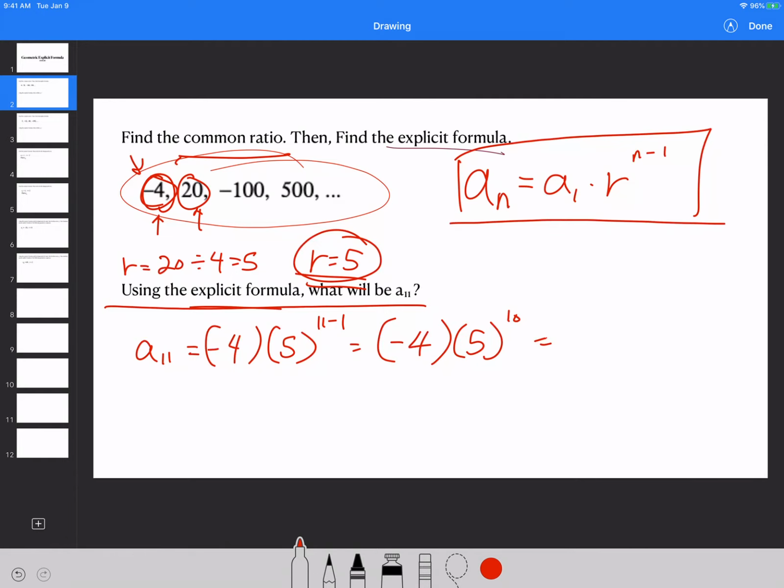Now, I strongly recommend you use a calculator for this. Your final answer then turns out to be negative 39,062,500, approximately 39 million, but it's a negative number. Notice that because I'm multiplying by a negative number, the sign alternates. So the first and the third terms have a negative sign. The second and the fourth terms do not have a negative symbol.